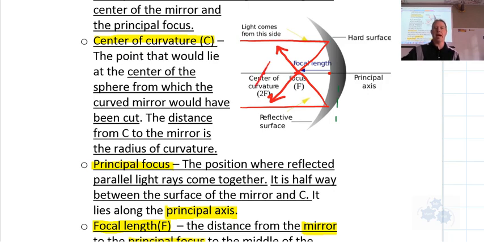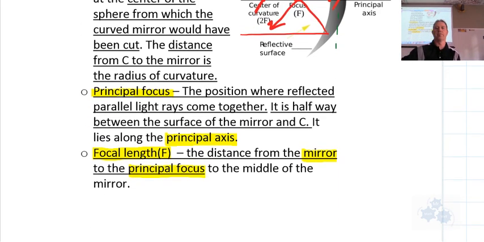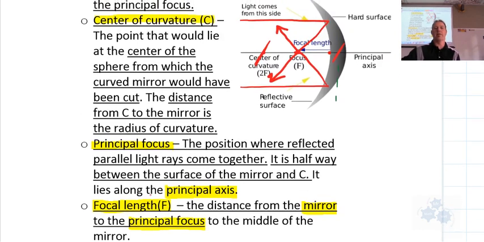And it's exactly halfway between the mirror and the center of curvature. So C, the C value, if you cut that in half, you get F. Okay, the focal length. And focal length is the final thing that we need to understand, and that is simply the distance from the mirror to the focal point. So this is the focal length.